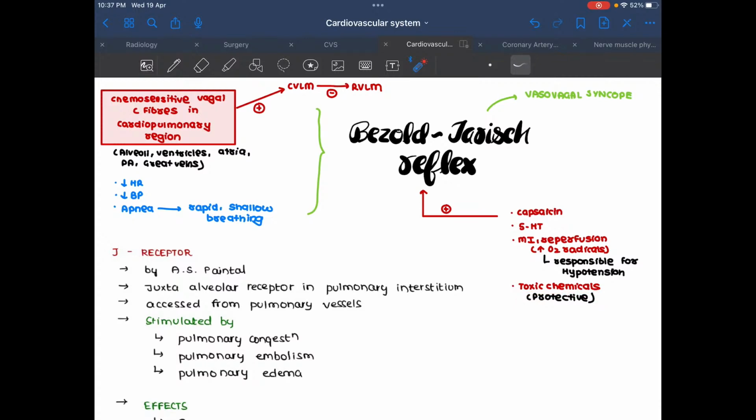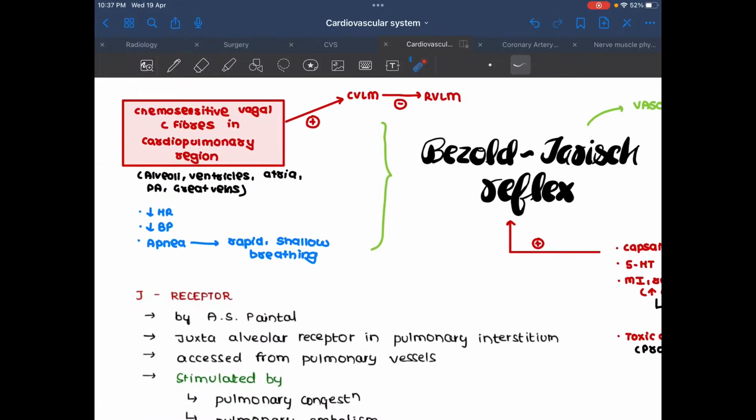So all of these are going to stimulate your Bezold-Jarisch reflex. Okay, and how are they mediated? We have some fibers known as your chemosensitive vagal C fibers, which are present in the cardiopulmonary regions. To be very specific, what are the regions where the chemoreceptors of the Bezold-Jarisch reflex are present? We have the alveoli, the ventricles, the atria, the pulmonary artery, as well as the great veins.